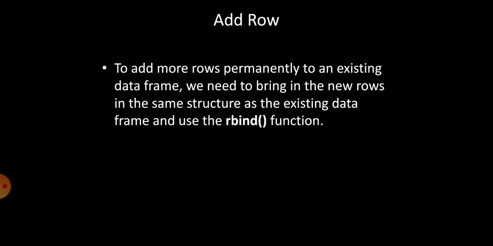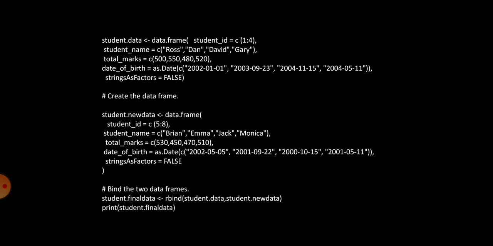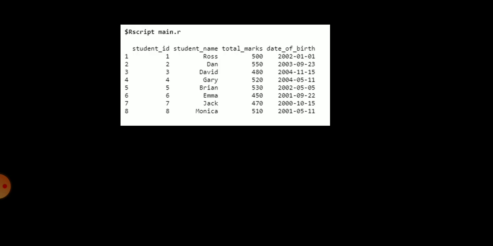If you want to add more rows to an existing data frame, we can use the rbind function for that. This is a little complicated. For this we will need to create an entire data frame and then we will add it. Here is the example. So we have the original data frame, and then below it we are creating a new data frame, and in the end we are binding both the data frames as final data. Let's take a look at the output. So here is the final output which contains the data from both the frames.